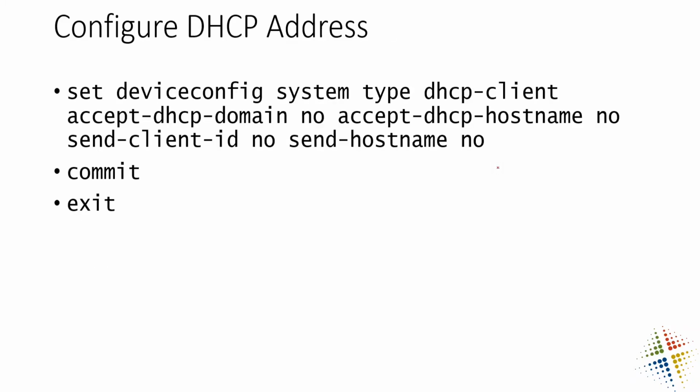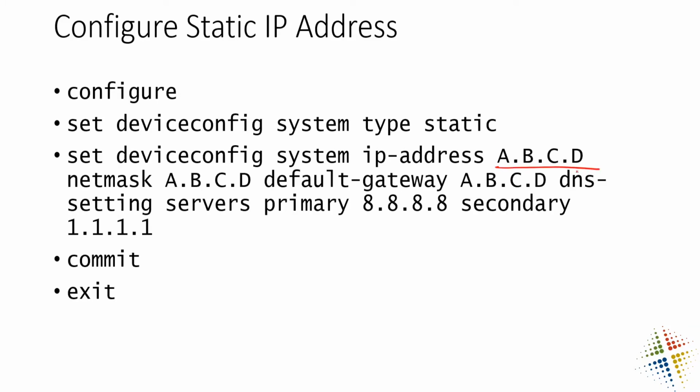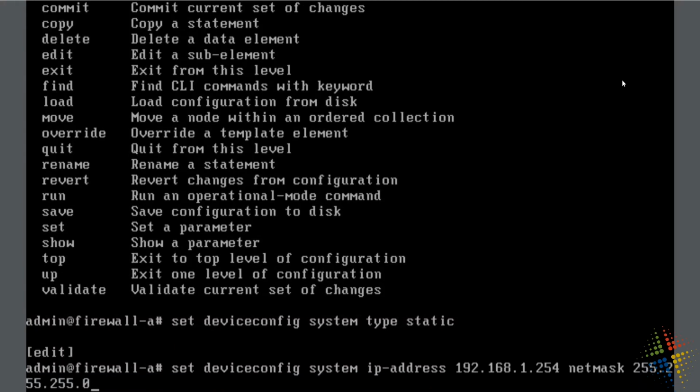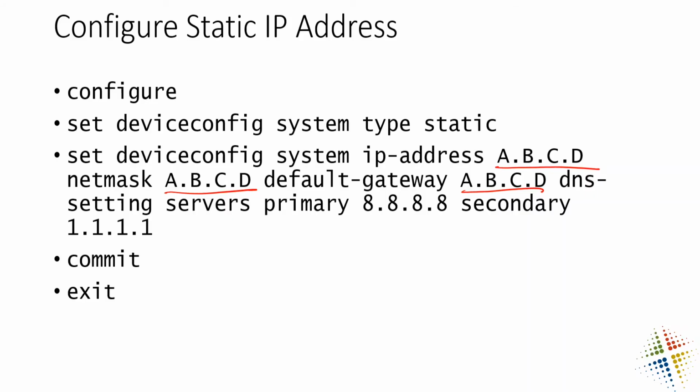Here I have just some plain numbers in there, and we need to replace those with the numbers we had from our diagram, which I have on another screen here. So set device config IP address is 192.168.1.254 space netmask 255.255.255.0, and yes, you actually do have to type out the 255s.